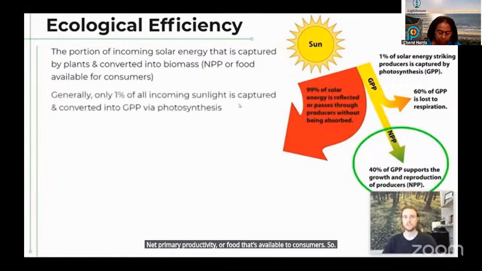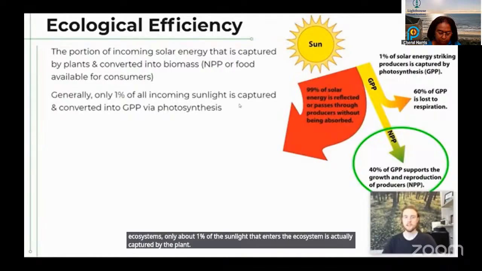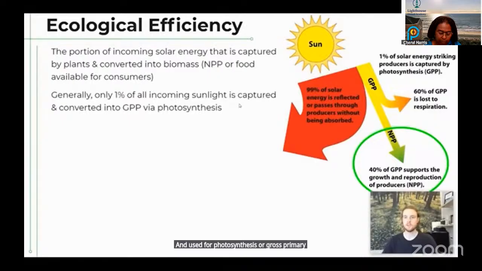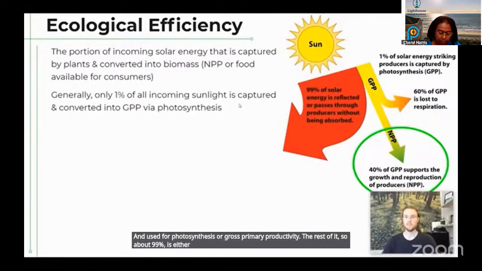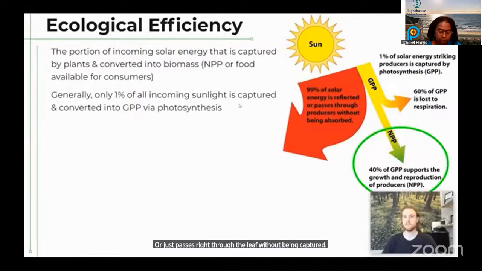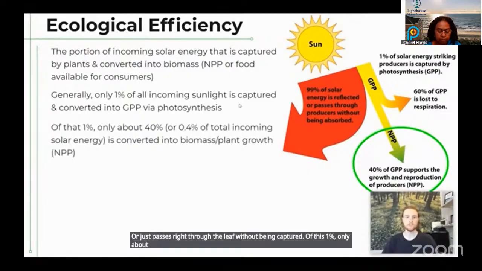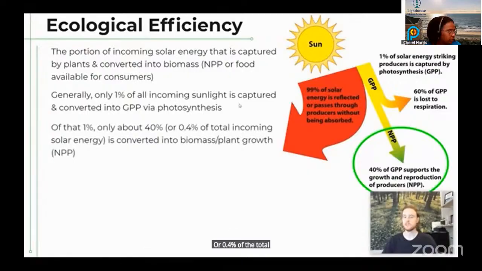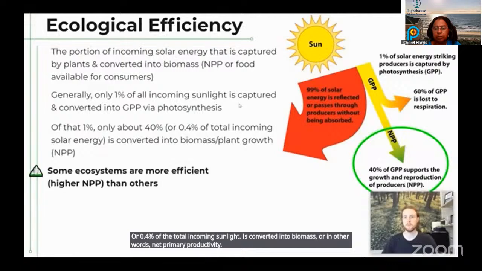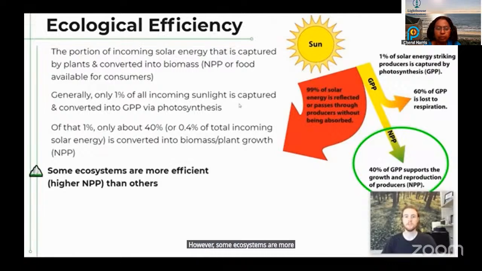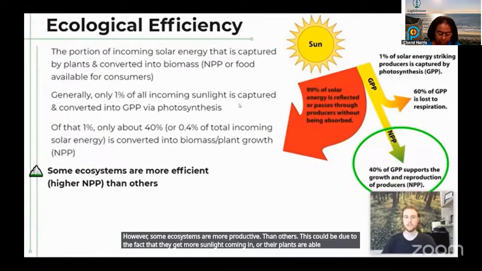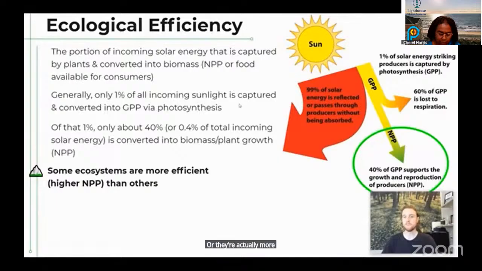In most ecosystems, only about 1% of the sunlight that enters the ecosystem is actually captured by the plant and used for photosynthesis, or gross primary productivity. The rest of it, so about 99%, is either reflected back off the surface of the plant or just passes right through the leaf without being captured. Of this 1%, only about 40%, or 0.4% of the total incoming sunlight, is converted into biomass, or in other words, net primary productivity. However, some ecosystems are more productive than others. This could be due to the fact that they get more sunlight coming in, or their plants are able to do more photosynthesis, or they're actually more efficient than other ecosystems.